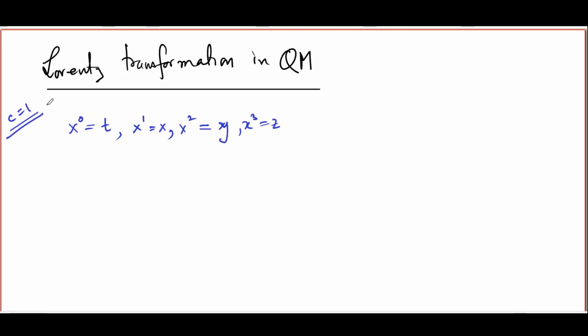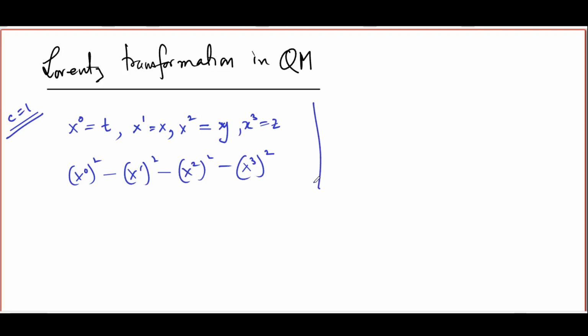Now, in a Lorentz transformation, this quantity stays invariant: x0 square minus x1 square minus x2 square minus x3 square. This is the invariant interval between the event which occurs at x0, x1, x2, x3 and the event which occurs at 0, 0, 0, 0. Now, the sense in which this is invariant is any inertial observer observes exactly the same value for this particular quantity.